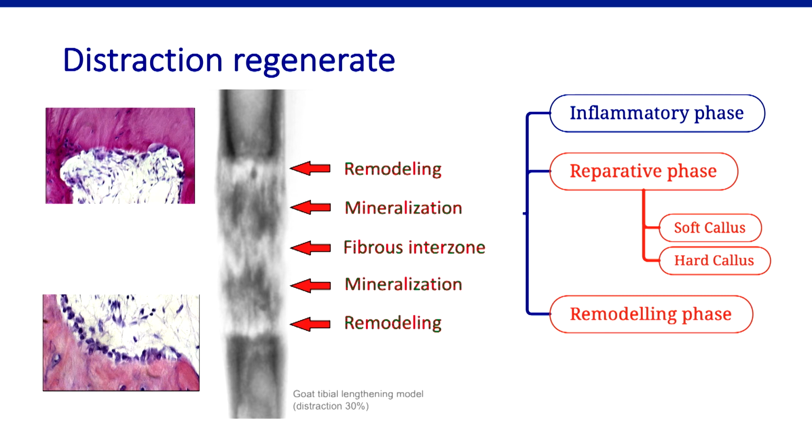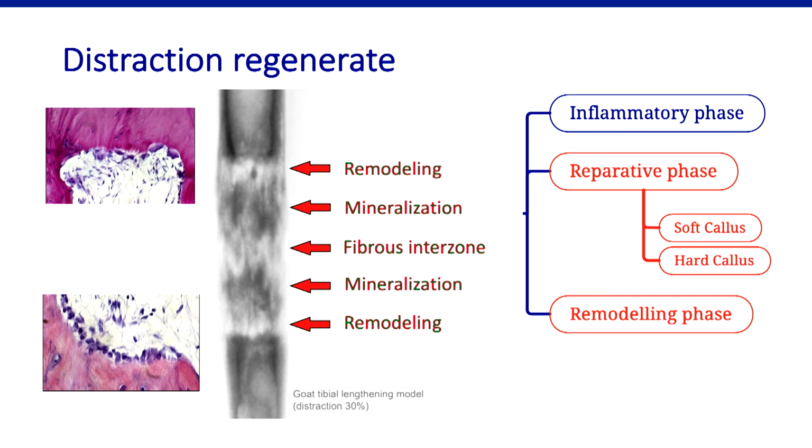As for us clinicians, what's interesting, during distraction osteogenesis in the regenerate, you can see all three stages there. Two parts of the reparative stage, soft and hard callus, and remodeling. So you can see five different zones of the regenerate. In the middle, this fibrous interzone, then it mineralizes into the bone, and then it remodels into the tubular bone or whatever bone you're actually trying to form.